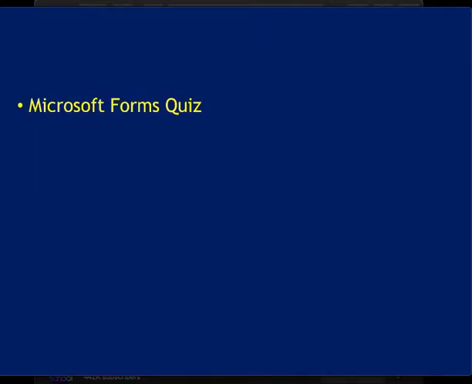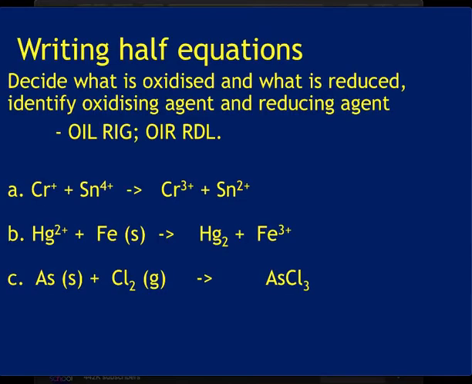Now you have done your Microsoft Forms quiz, and I will post the scores when I get a chance to go through them. So here you just have to decide what is oxidized and what's reduced. So we write down the oxidation numbers of the ions, plus 2. So here, if you remember OIL RIG, oxidation is loss, reduction is gain. And we also have my silly letters OIR and RDL.